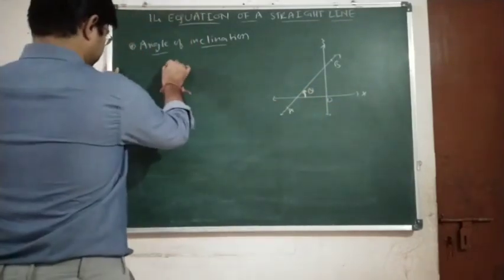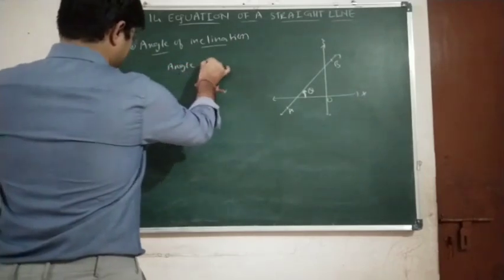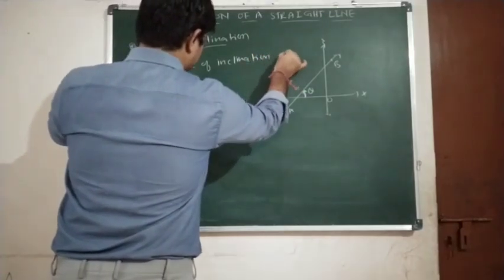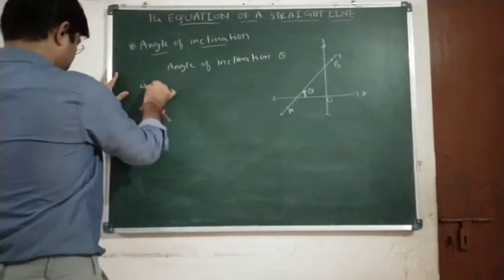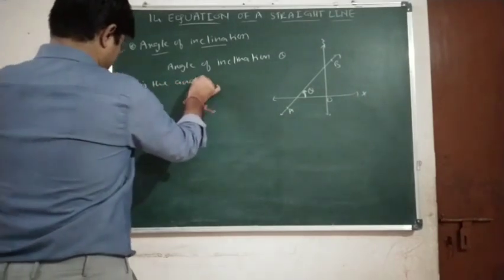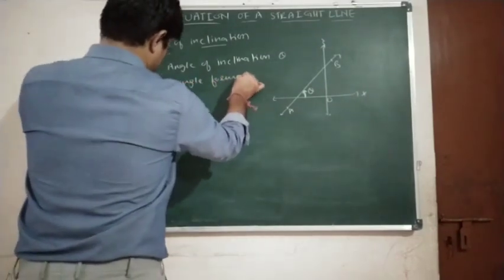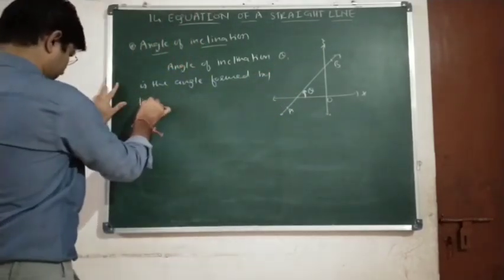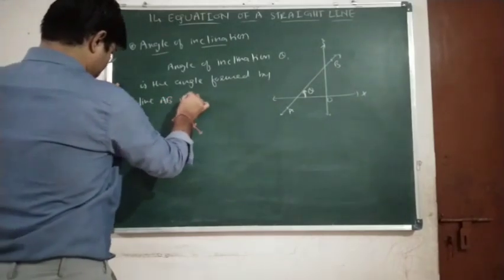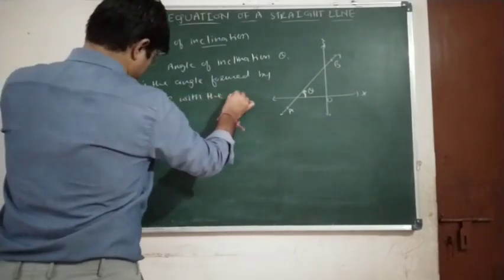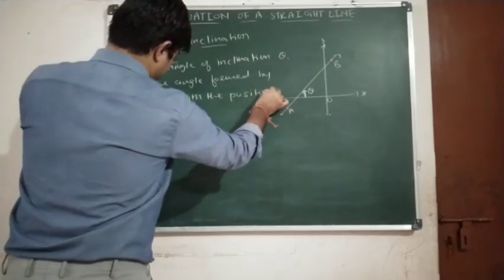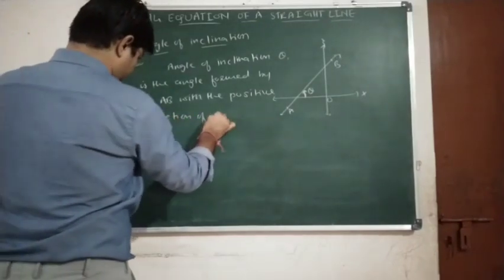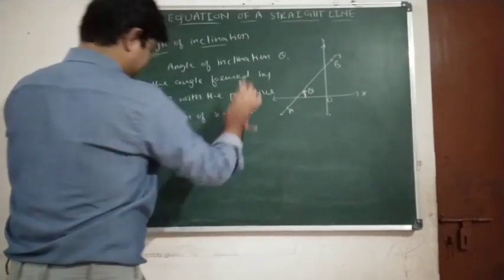So we will write down over here that angle of inclination theta is the angle formed by line AB with the positive direction of x-axis. Clear?